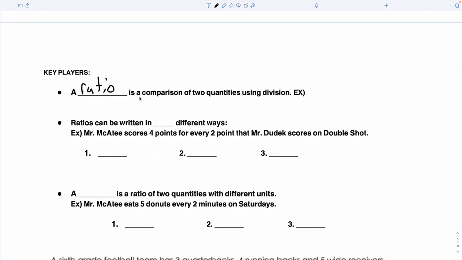Ratios can be written in 3 ways. We just did that. We're gonna do it 2 times again, so you're really, really robotic at this skill. If Mr. MacD scores 4 points for every 2 points Mr. Dudek scores on double shot, you could write that as 4 over 2. You could write that as 4 colon 2. You could say it's 4 to 2. A ratio has the same unit comparing 2 different numbers.